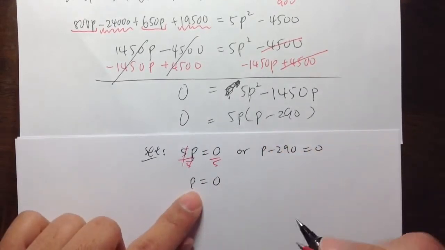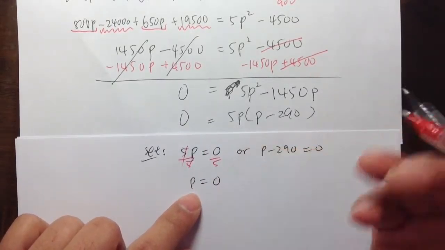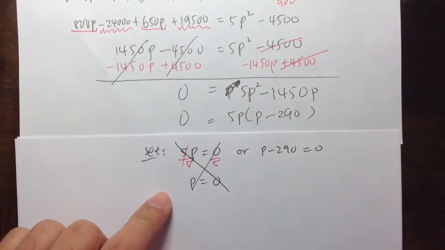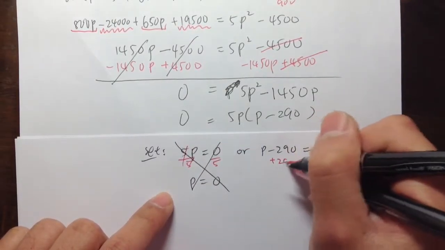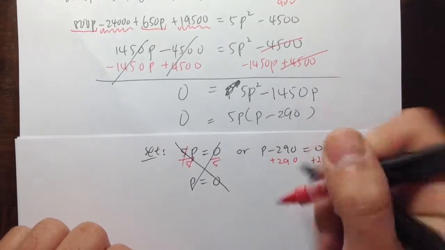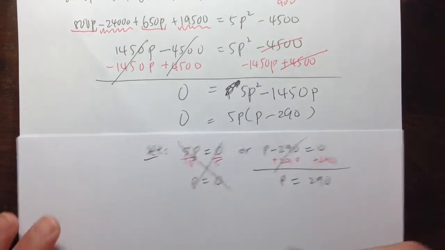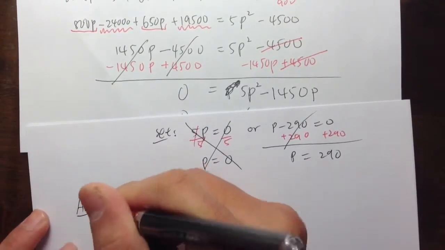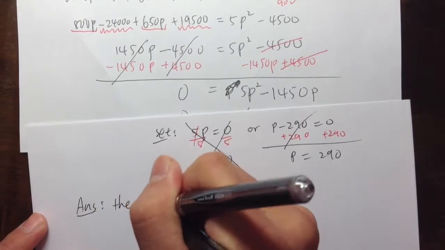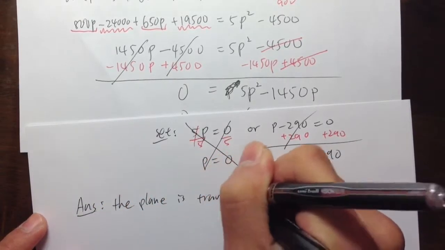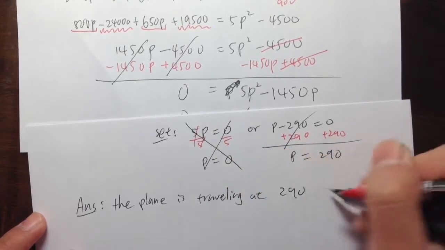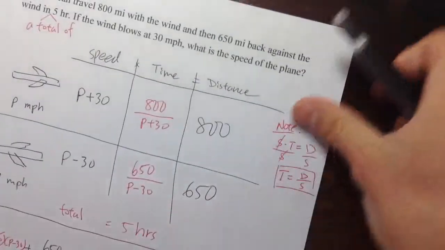Which doesn't make sense. You cannot have an airplane that's going at 0 miles per hour. So this doesn't make sense. And for this one, I need to add 290 on both sides, and I get p is equal to 290. So I got my answer: the plane is traveling at 290 miles per hour. And that's exactly how the book wants to do it.